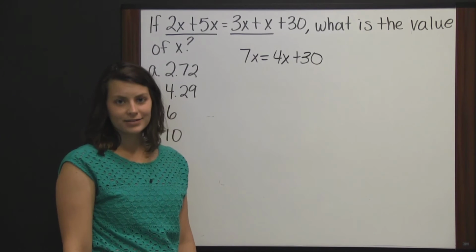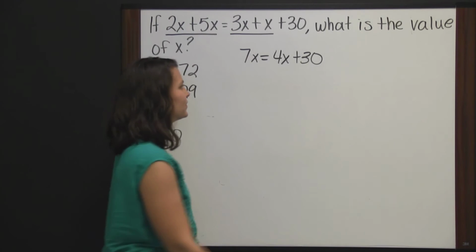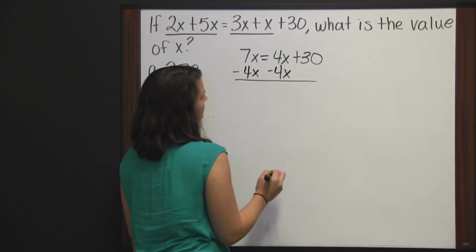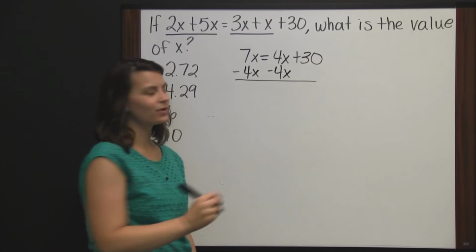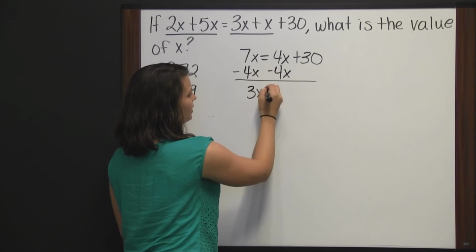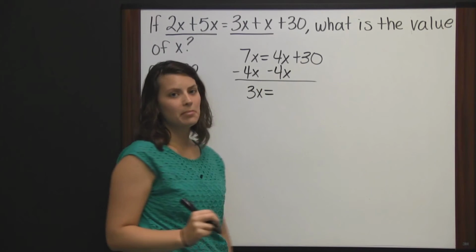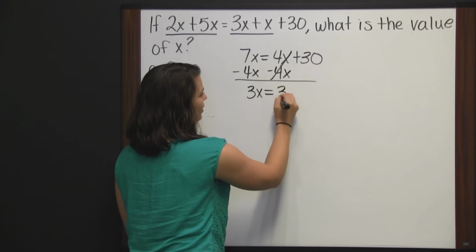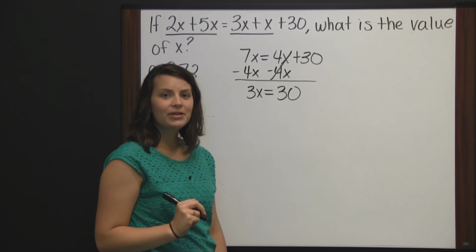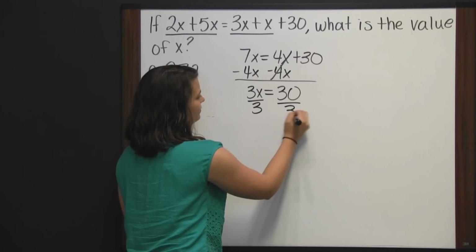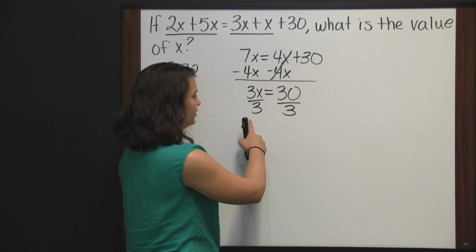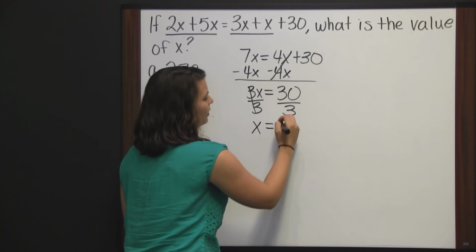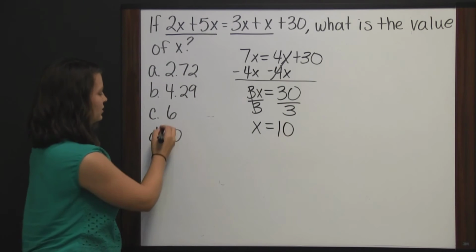Next, we need to get all of our x terms on the same side of the equal sign. We'll do this by subtracting 4x from both sides. 7x minus 4x is 3x. Bring down the equals. 4x minus 4x cancels, they're additive inverses, and we bring down the positive 30. Finally, we need to divide both sides by 3. 3 divided by 3 is 1, and 1 times x is simply x. So x equals 30 divided by 3, which is 10. And that's answer choice D.